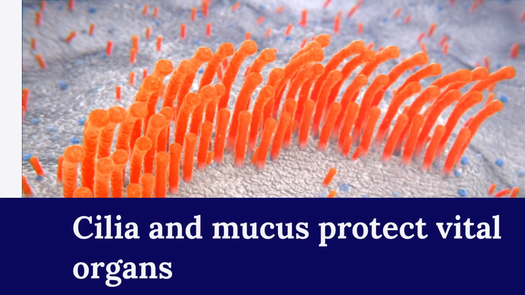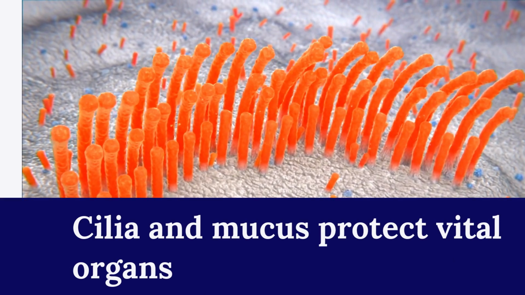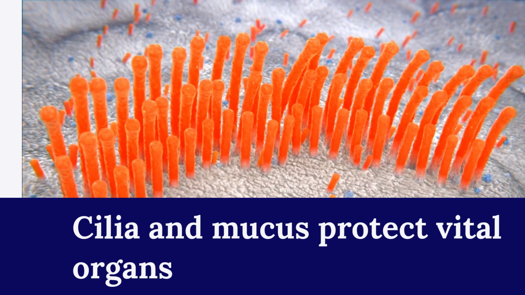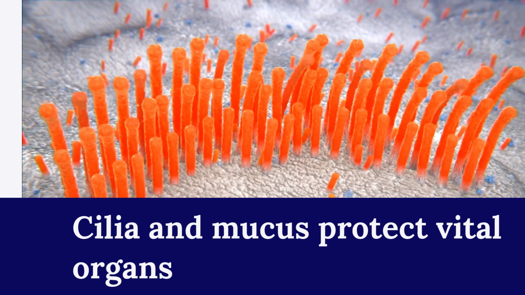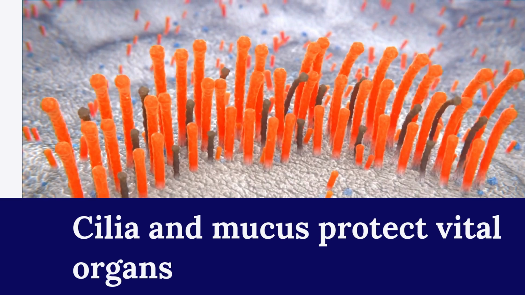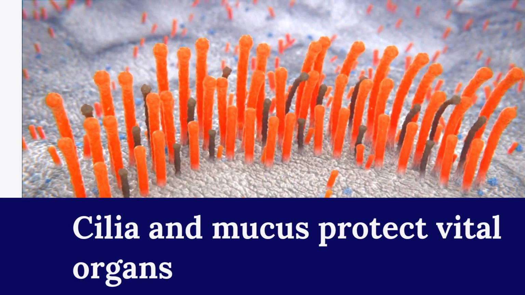Ciliated epithelial cells have hair-like projections called cilia. These beat rhythmically to move substances along surfaces. Goblet cells secrete mucus to trap particles. A thin surface allows efficient material exchange. These features protect vital organs like the lungs.